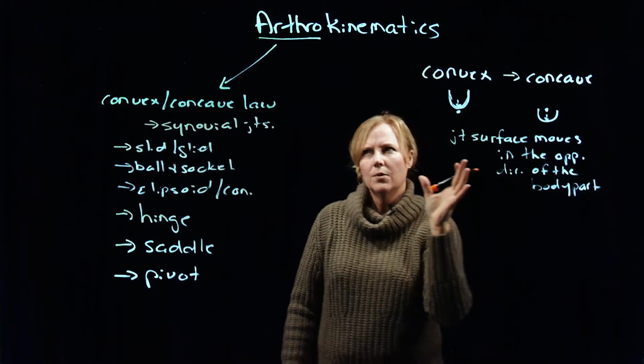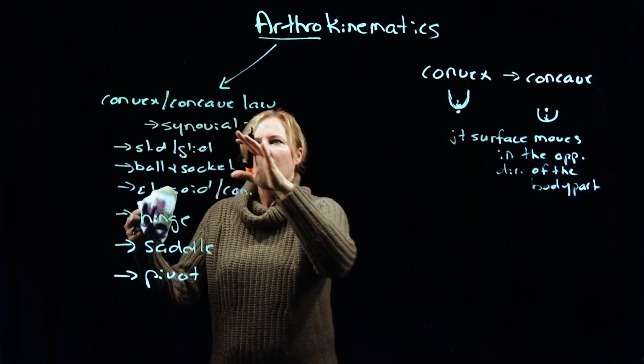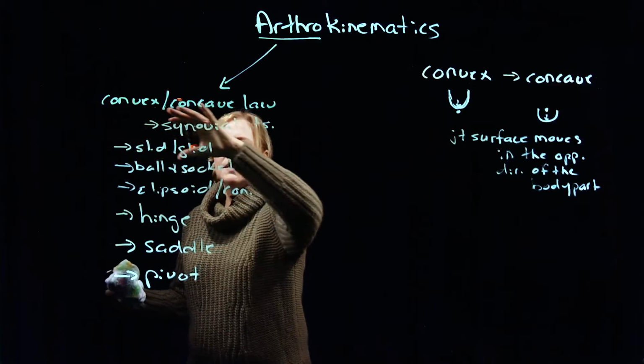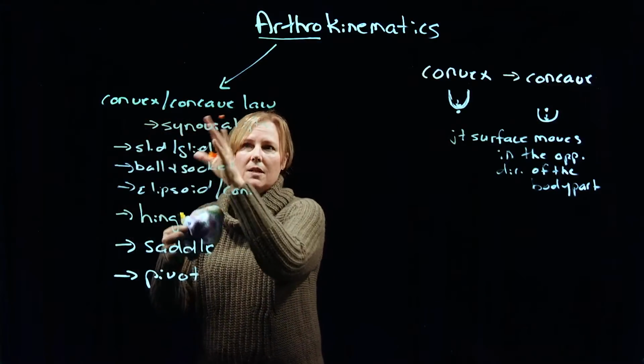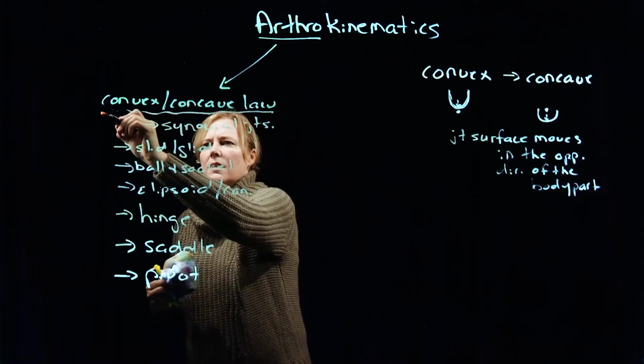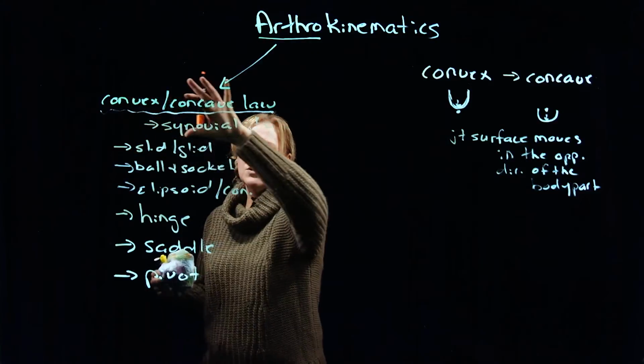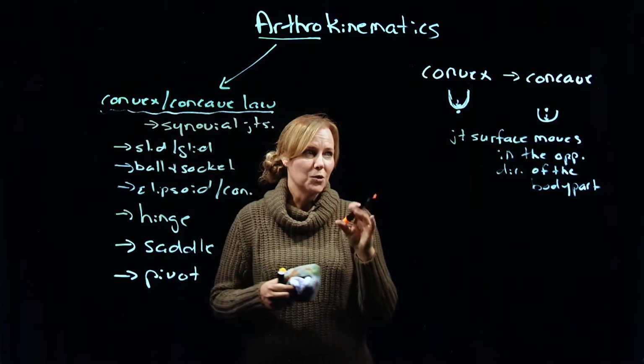Now I want to just go back really quickly and say that the convex-concave law was named, that is the law. It doesn't always infer that the convex is moving on the concave, because it can be the opposite. The concave can move on the convex. That's just the name of the law. So some students get confused on that, and they always assume, because that's the law, that the convex surface is always moving on the concave, but that's not true.